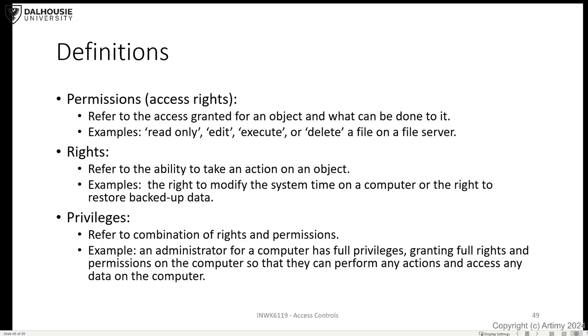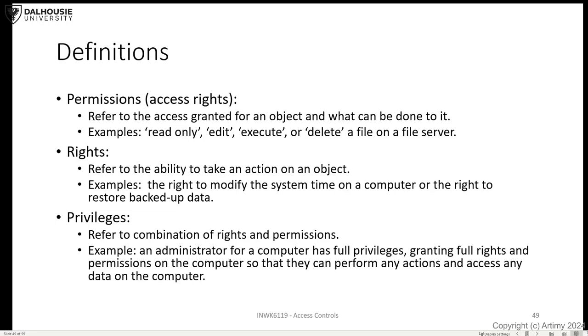Sometimes we use the term permissions or access rights, and this refers to access granted for an object, an asset or resource, and what can be done with it, right? Examples: read only, edit, execute, delete, and so on. Rights refer to the ability to take an action. It's a little bit confusing here. So access rights and rights. So access rights are the permissions. The rights are the actual actions taken on the object by the subject, right?